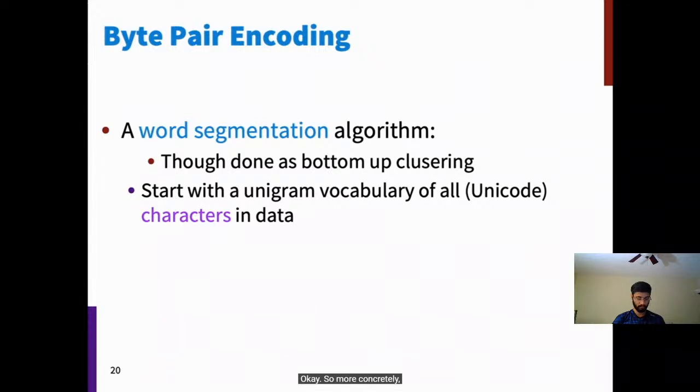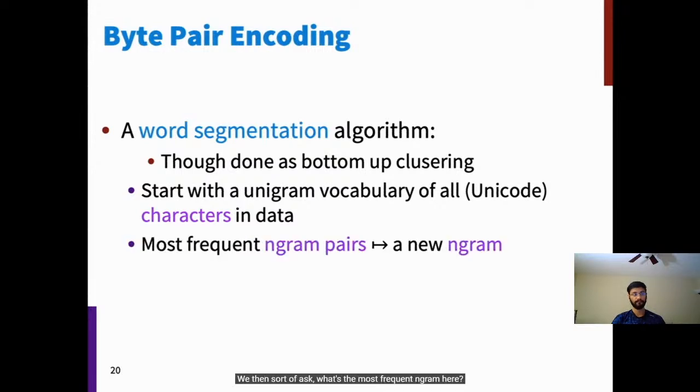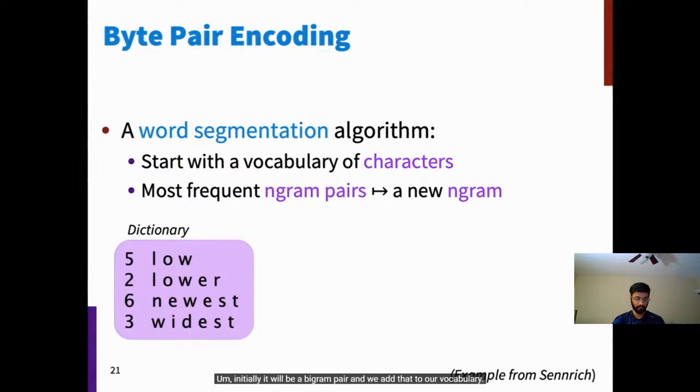Okay, so more concretely, how does this work? We're doing this bottom-up clustering of short sequences. So we start with a unigram vocabulary, which is all of the Unicode characters in some data. We then ask what's the most frequent n-gram here. Initially it'll be a bigram pair, and we add that to our vocabulary.